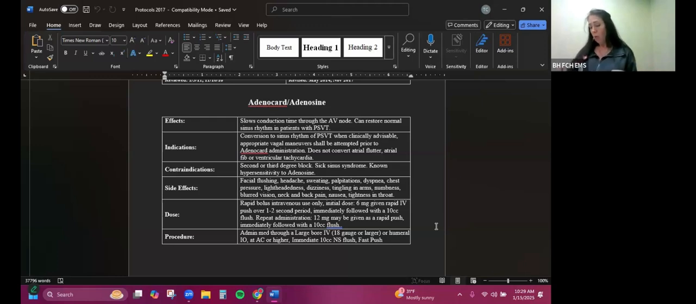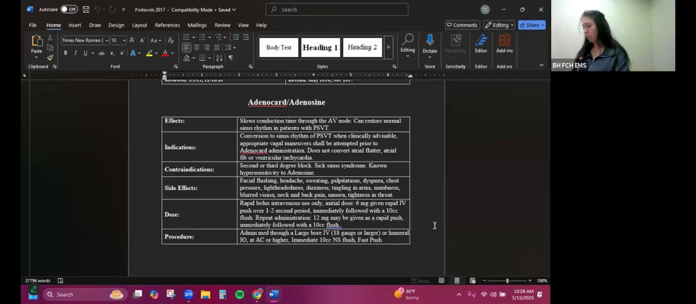So what I've seen that's different than our protocols right now is it doesn't specify it has to be an 18 gauge or larger. On Baxter's, they want you to use an 18 gauge or larger in the AC or higher. So that's another difference that we might think about when we're giving adenosine.